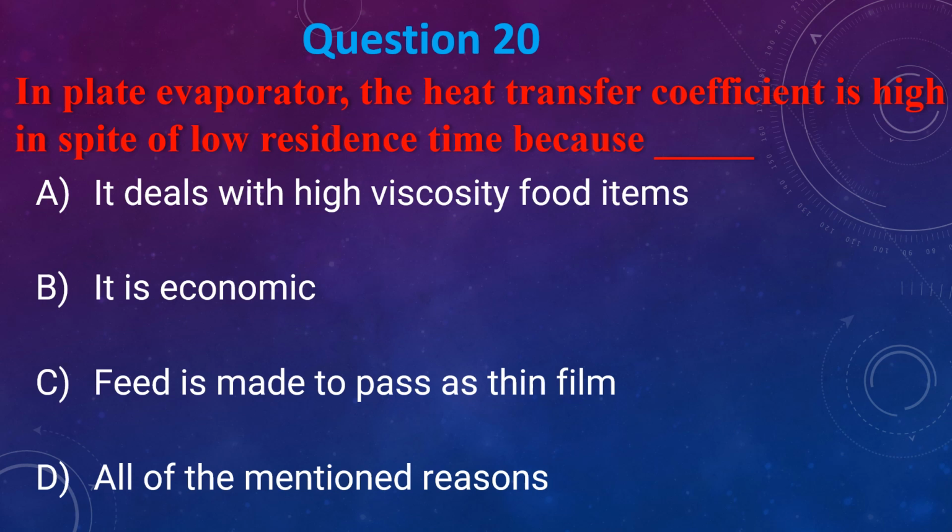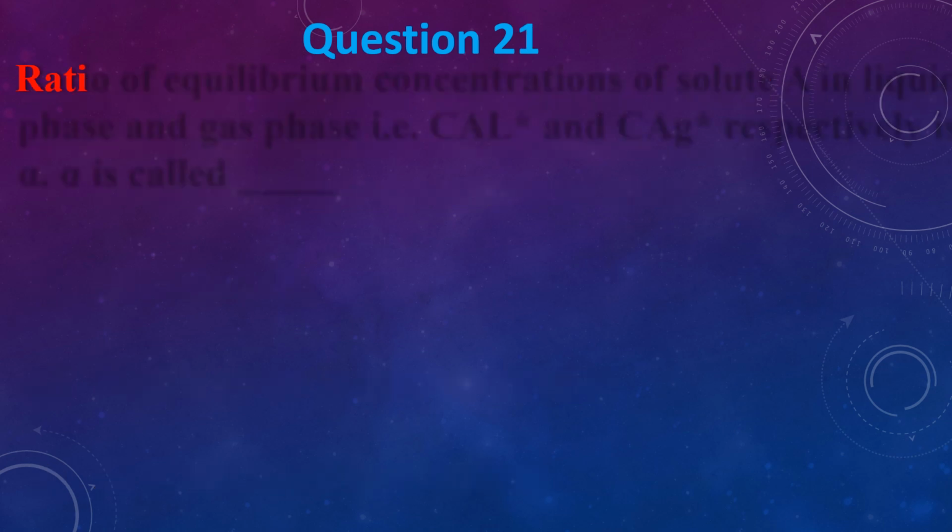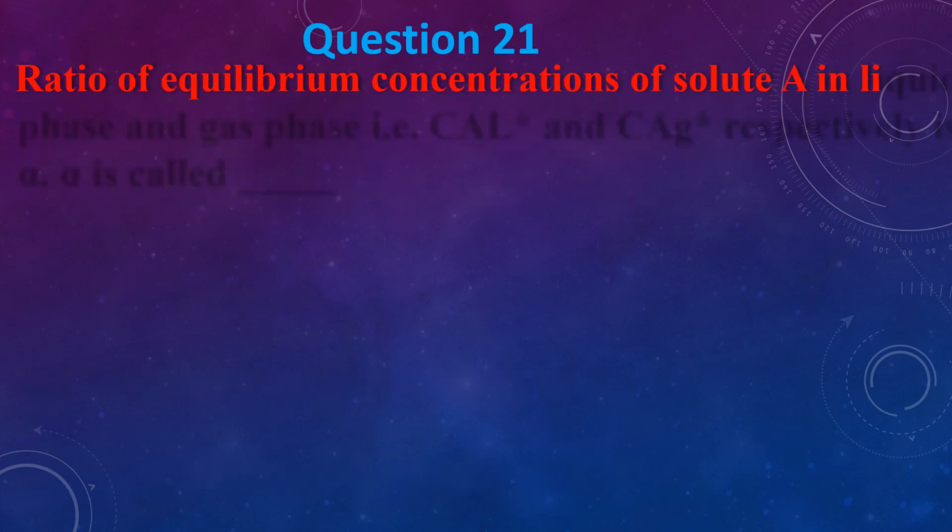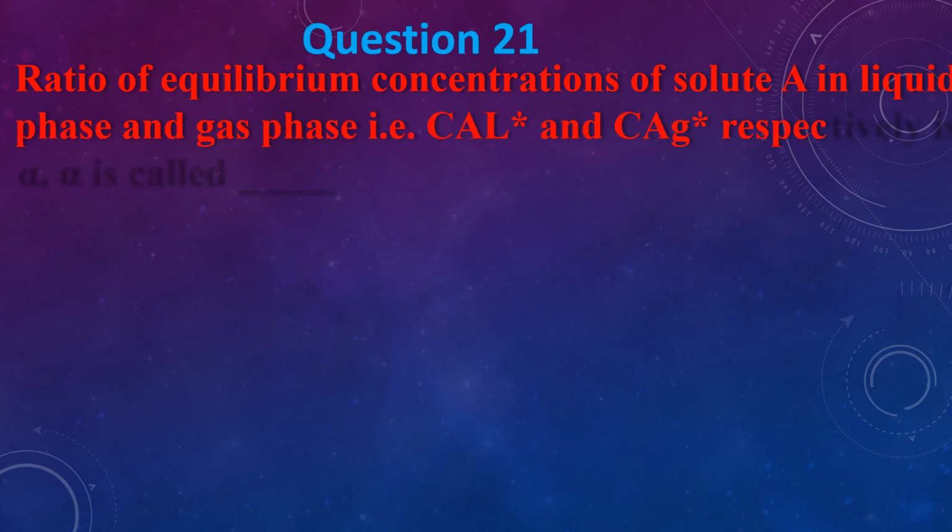In plate evaporator, the heat transfer coefficient is high with low residence time because dash. A. It deals with high viscosity food items. B. It is economic. C. Feed is made to pass as thin film. D. All of the mentioned reasons. The answer is C.